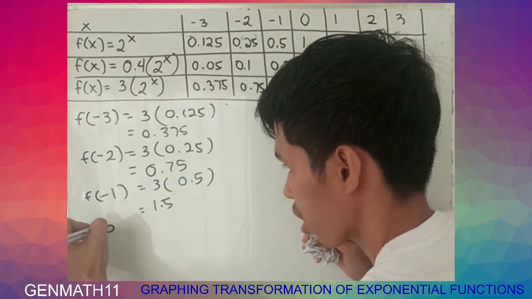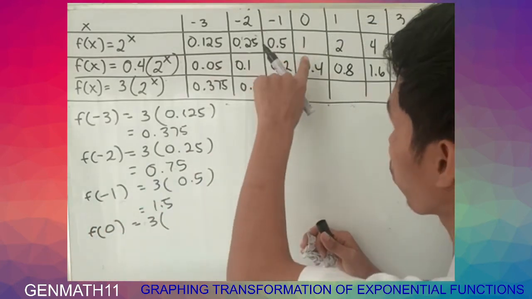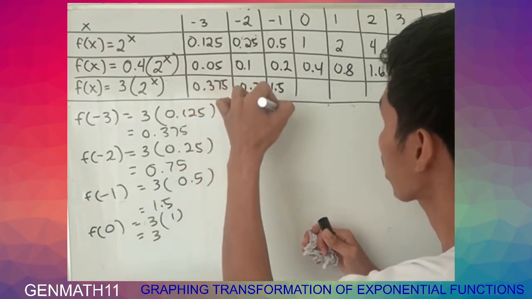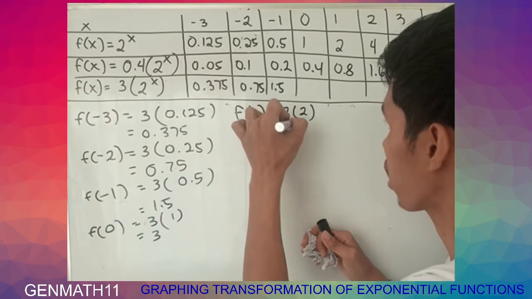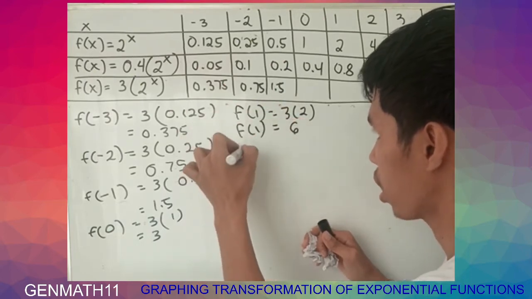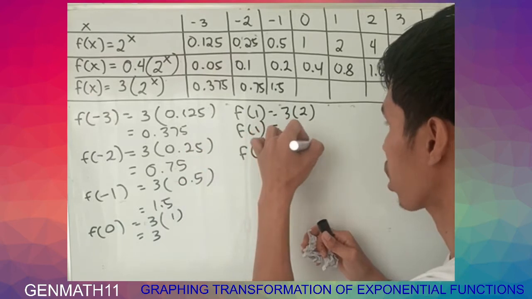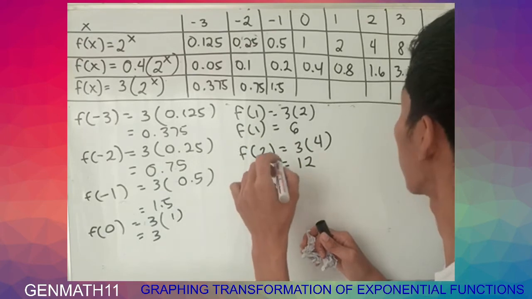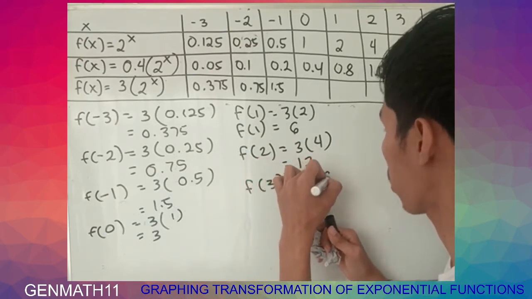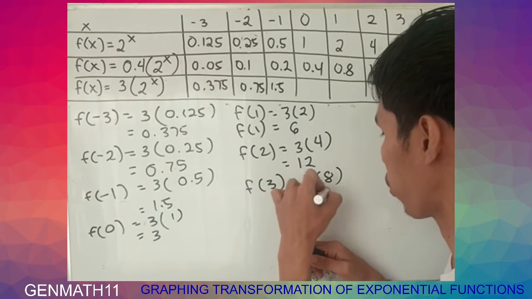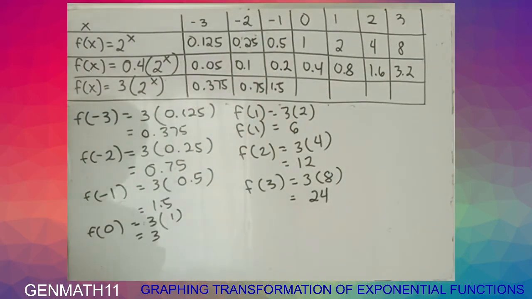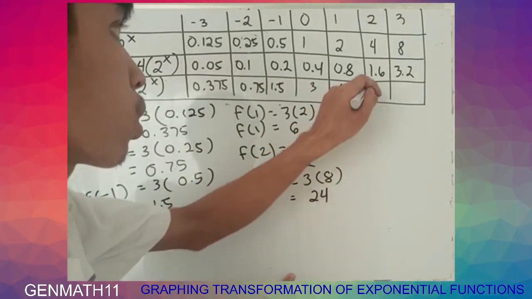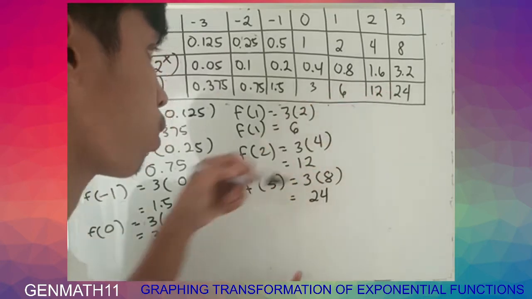Next, kapag 0 naman, ang value natin ay 1. 3 times 1 is 3. Then 1, 3 times 2, sagot ay 6. Then the other one is 2. 3 times 4 is 12. Then 3, 3 times 8. It will be 24. So yan. Sulat lang natin. 3, 6, 12, 24. Okay.